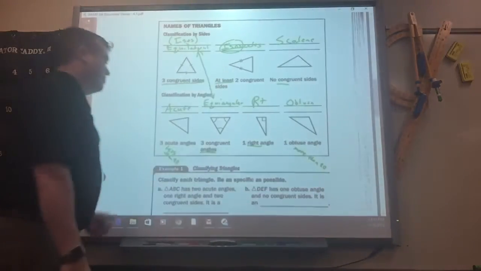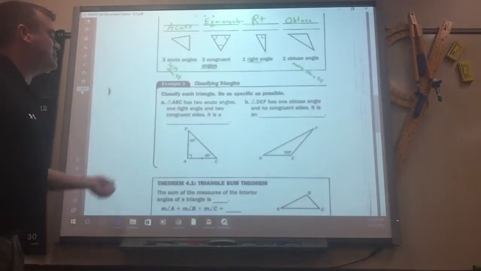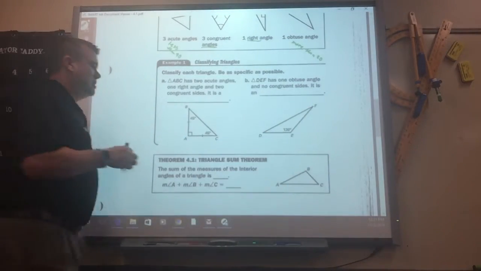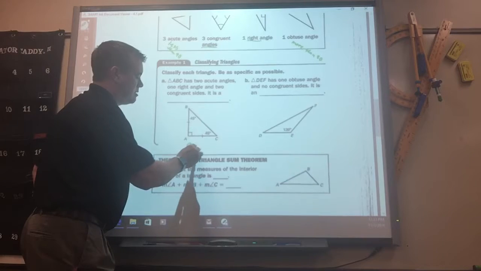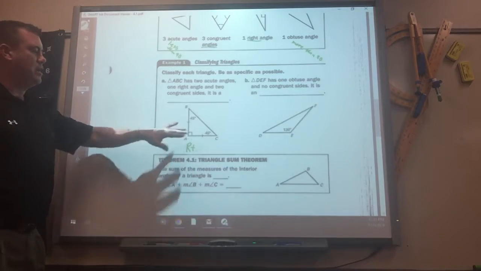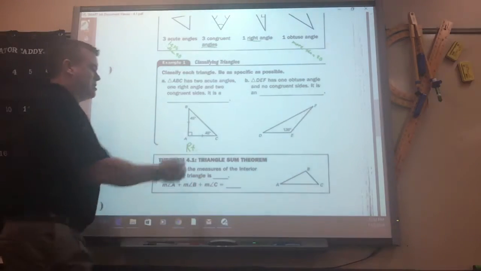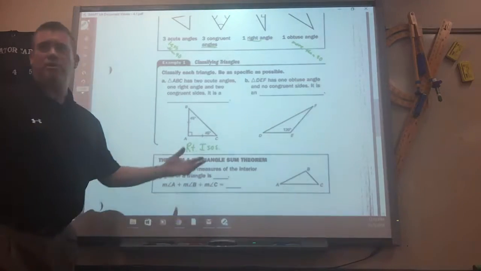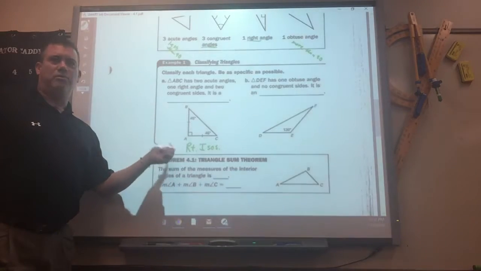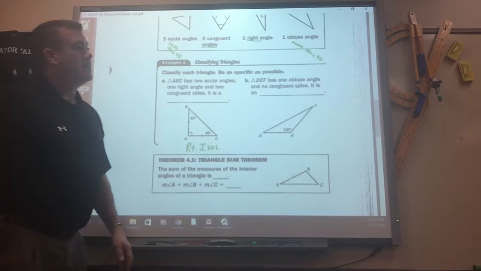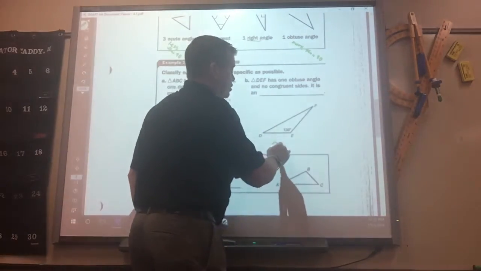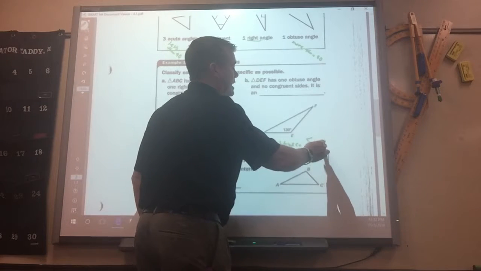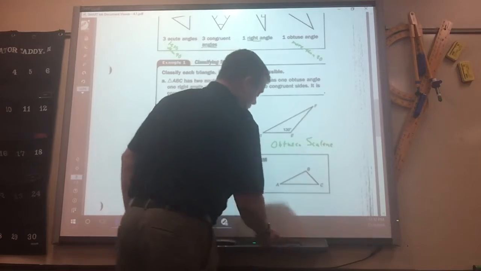So, classifying this, by both its sides and its angles. This is a right angle. And then how would you classify the sides? Isosceles. Two sides the same. Doesn't matter what order you put them in. You could call it isosceles right, right isosceles. This one is obtuse because this angle is greater than 90, and scalene. None of the sides are the same.